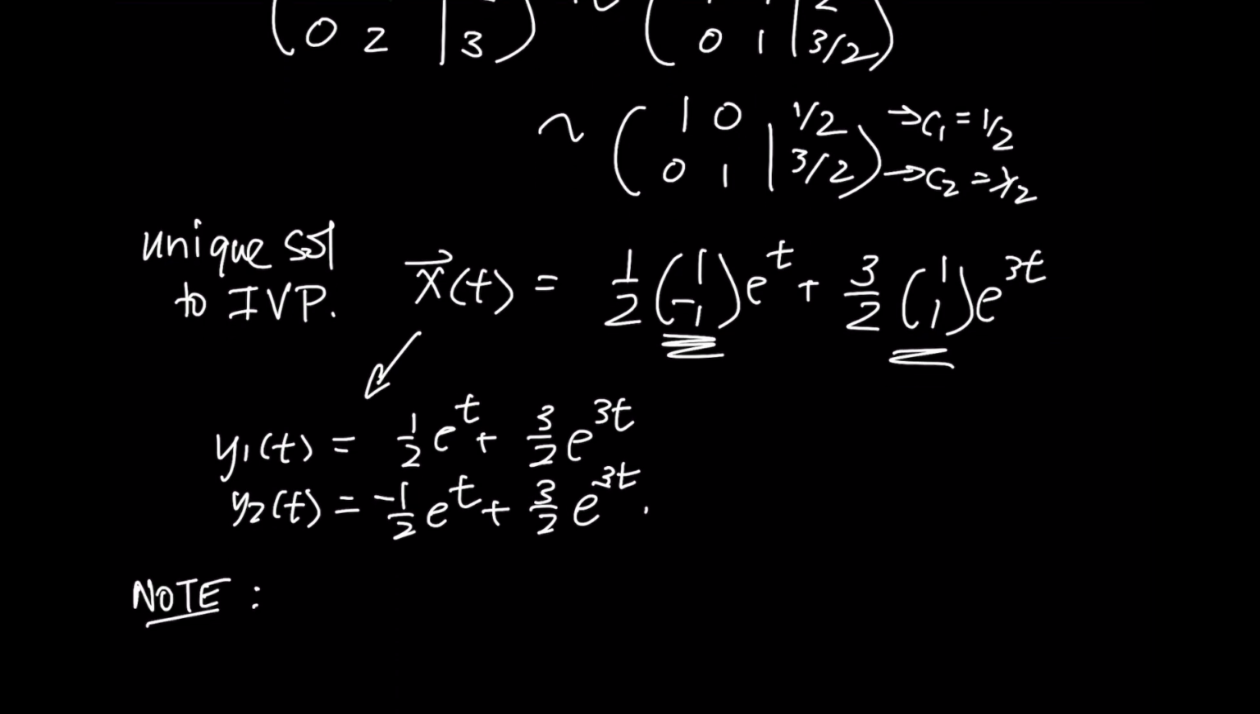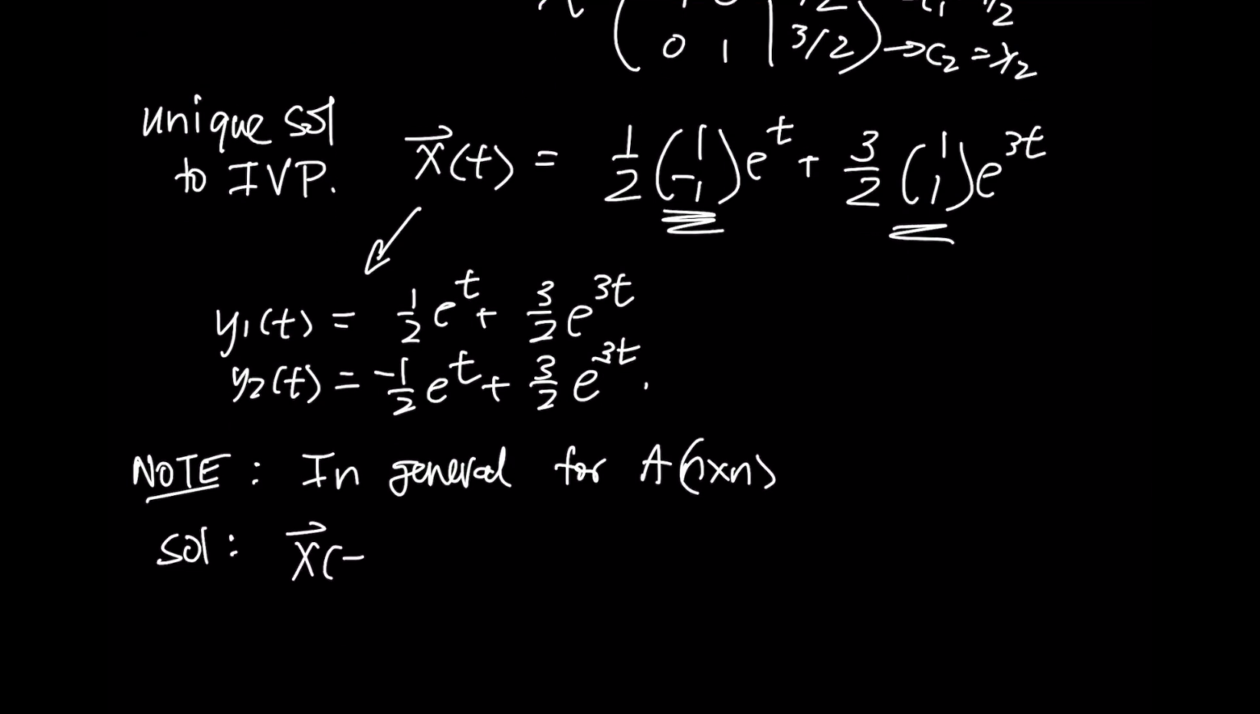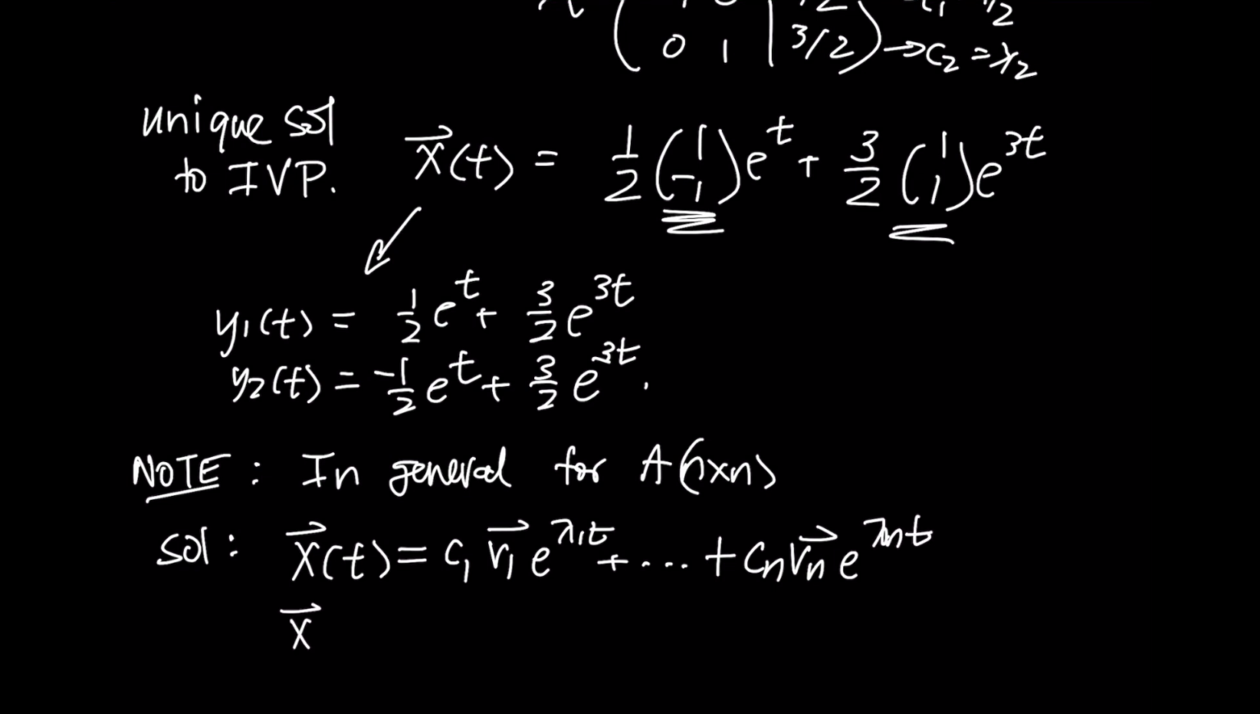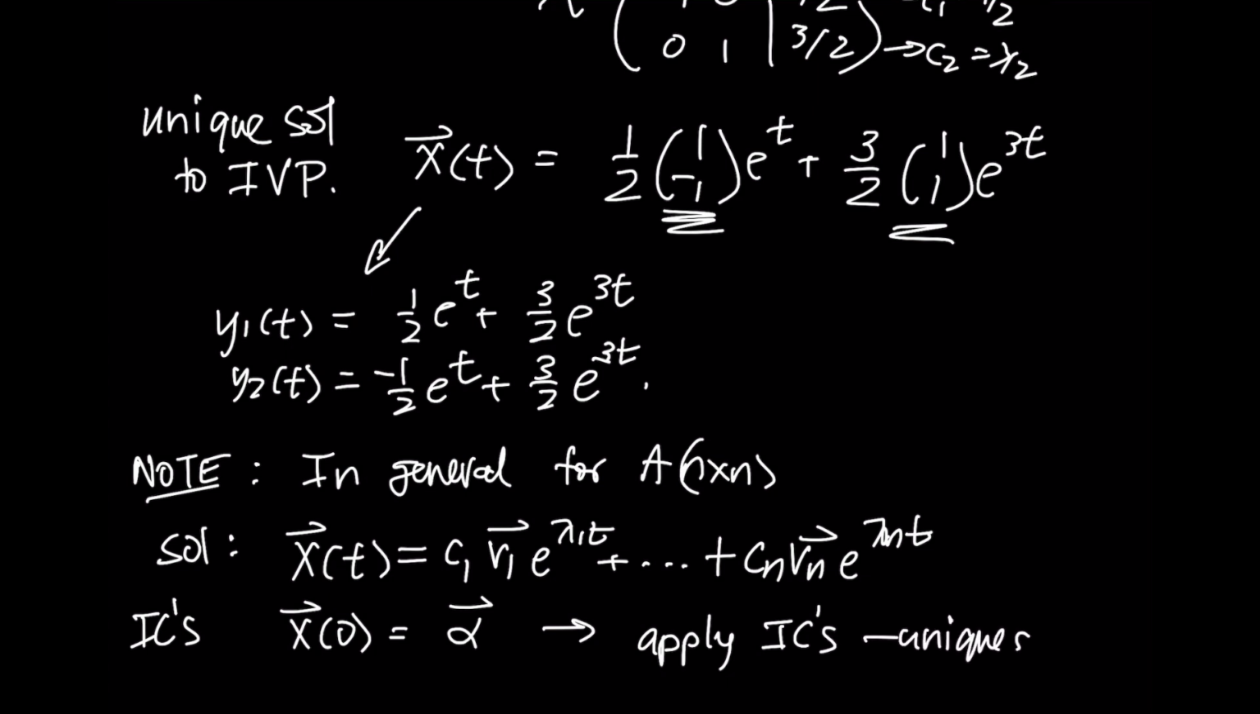Now note, in general, for some sort of n by n system, our solution is going to look like this. We'll have C1 V1 e^(lambda 1 t) all the way down to some Cn Vn e^(lambda n t). If we have initial conditions, x of 0 is some vector of constants, and we'll just call this alpha vector, we want to apply these initial conditions, and we want to ask if we're going to have a unique solution.